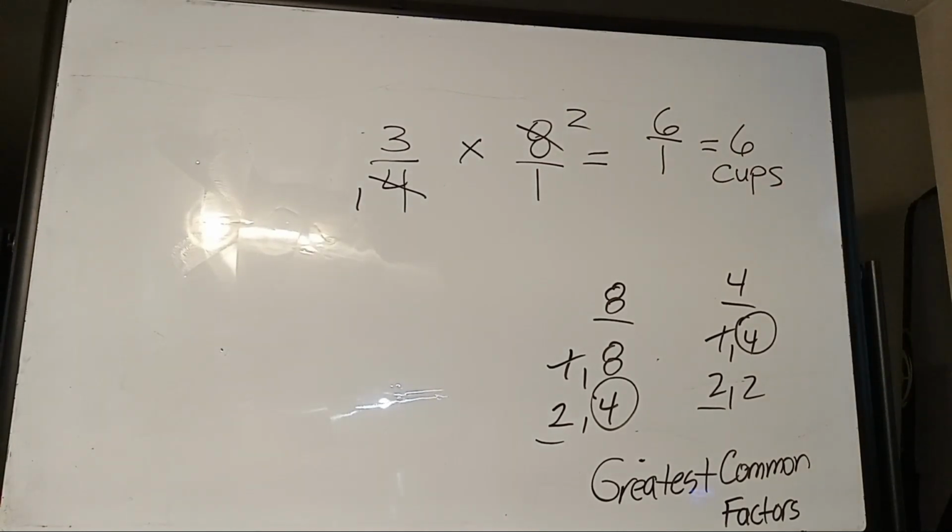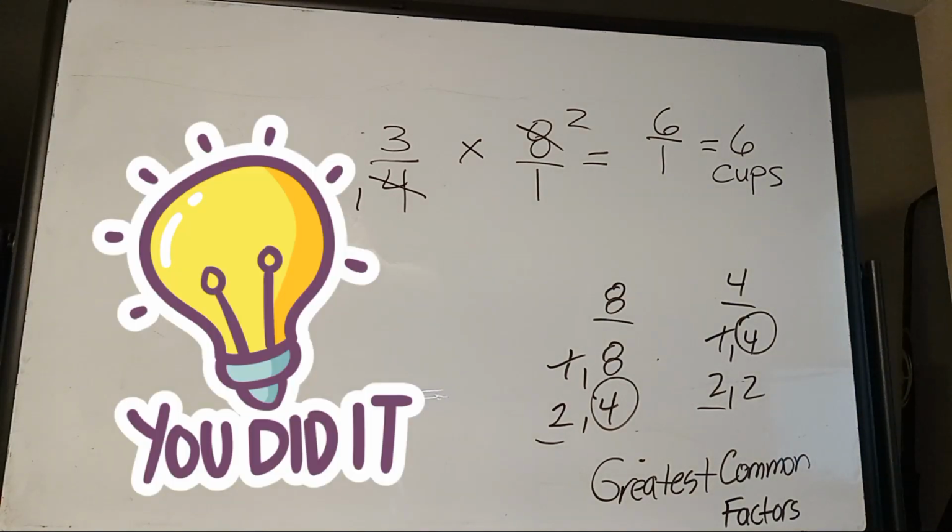All right. It's very important to know what you're solving for, because that in itself can mess you up. So you have to know what you're solving for, and we solve for the 6 cups. All right. Great job.